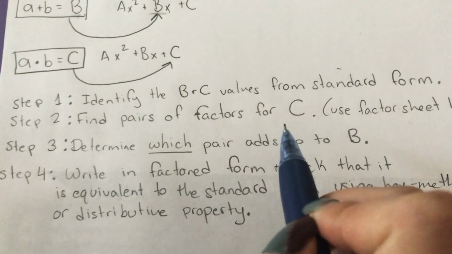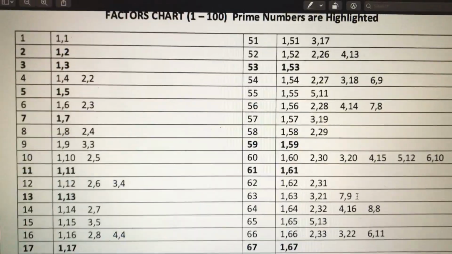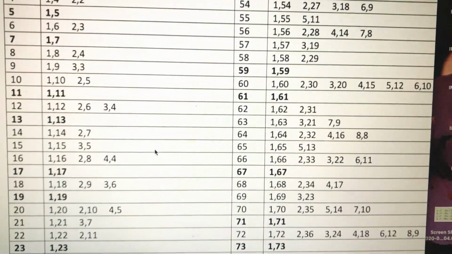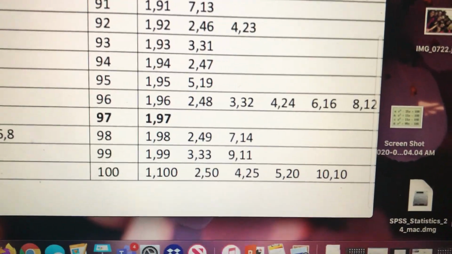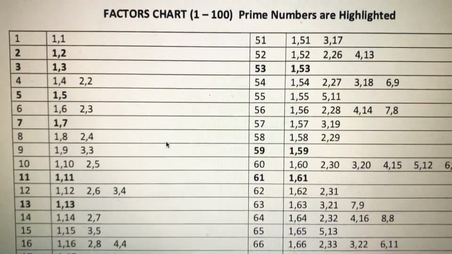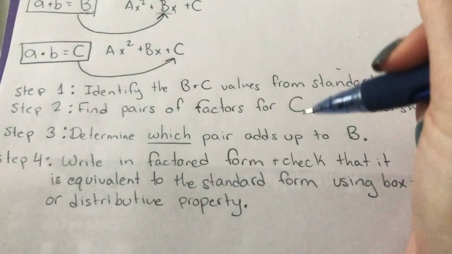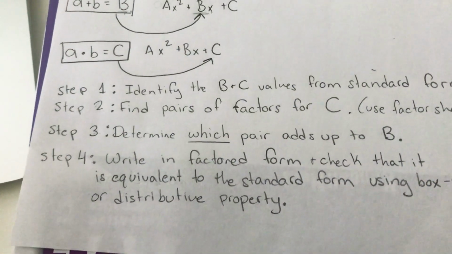Then we're going to find all the pairs of factors for c using a factor sheet linked next to this YouTube video here, in the slide. You're going to find a link to this online factor sheet. It has all the pairs of factors for every single number listed 1 through 100. This is going to be extremely useful for you so that you do not have to make a factor tree for every number. So this is a tool that's really going to help you out. Step 3, we're going to determine which pair of factors will add up to b, and lastly, write it in factored form. So I know that seemed like a lot right now. We're going to go through some examples, walking through it step by step so it's less confusing.